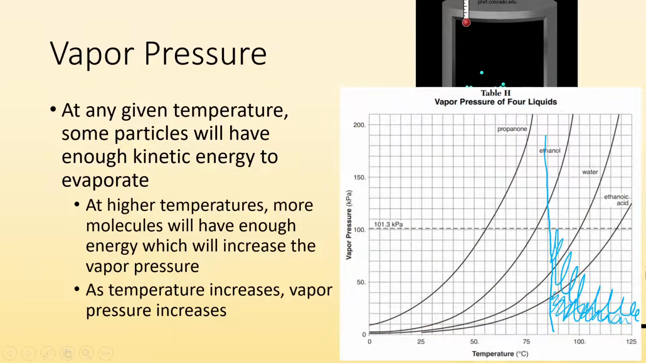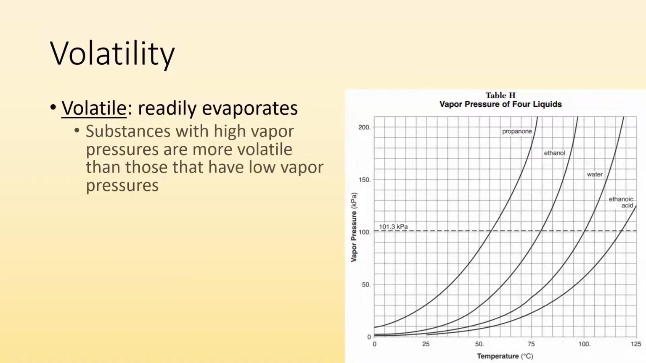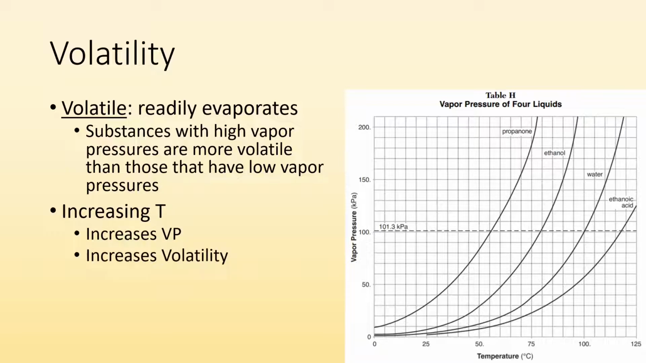There's this handy dandy chart that will show you some substances and how their vapor pressures change with temperature. This is courtesy of the New York State chemistry reference tables. We're going to refer to this, but it has four different substances and it shows how their vapor pressure changes with temperature. Volatility, a vocab word, means readily evaporates. Substances with high vapor pressures are more volatile than those that have low vapor pressures. Basically, as we increase temperature, we increase the vapor pressure, and we have an increase in volatility, right?